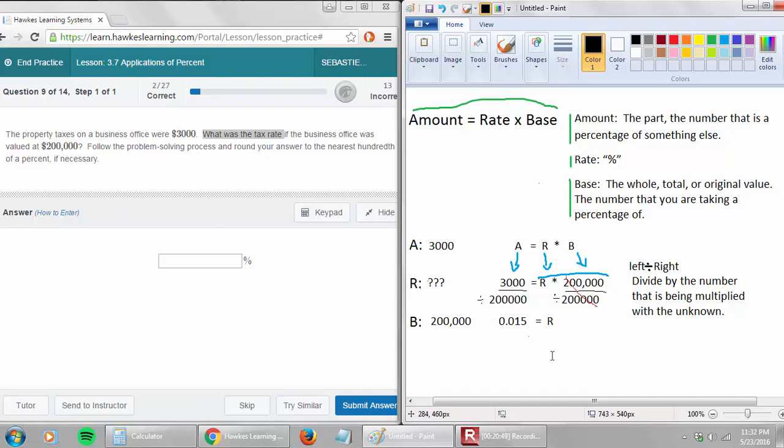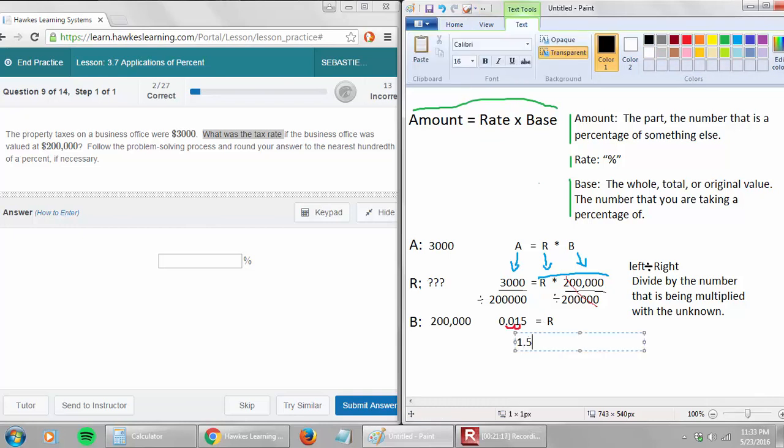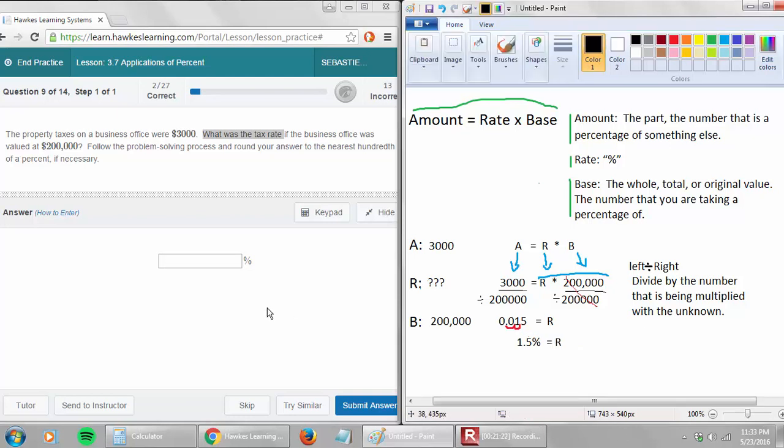So I found my R, but remember that the rate is always supposed to be a percent, and this isn't a percent, it's a decimal. So in this case, whenever you're solving for the rate, you're going to have to convert that decimal back to a percent. And if you remember how to do that from either reading the book or watching the other video, you move the decimal place once, twice, in this case to the right. And so my final answer will be 1.5%. And that's my R.